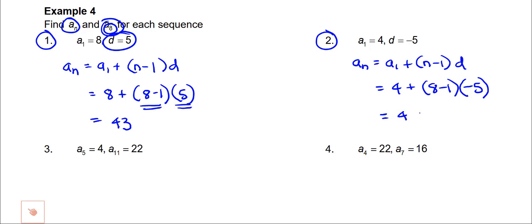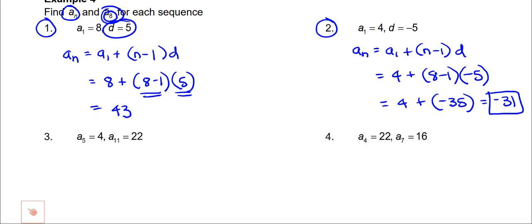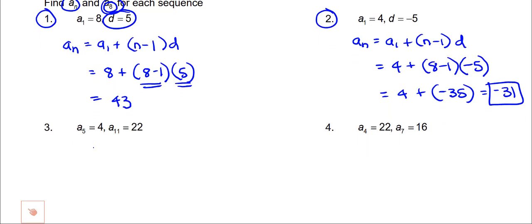So we have 4 plus, see, 7 times negative 5 is negative 35. And what'd you get? Negative 31, is that right? Okay, good. Okay, now, the next ones are a little different. We're not going to be able to do all of them, but they're all the same. So let me just do 3.